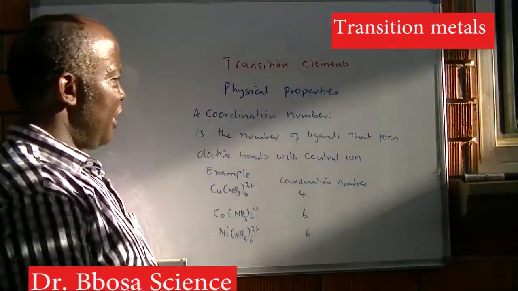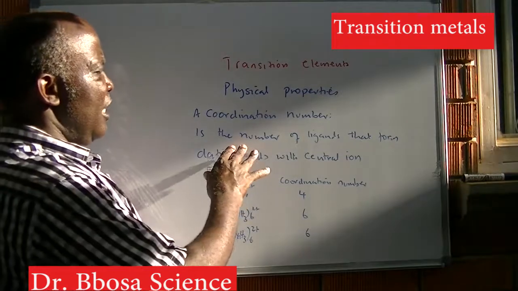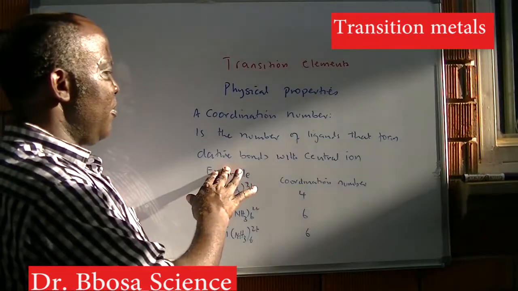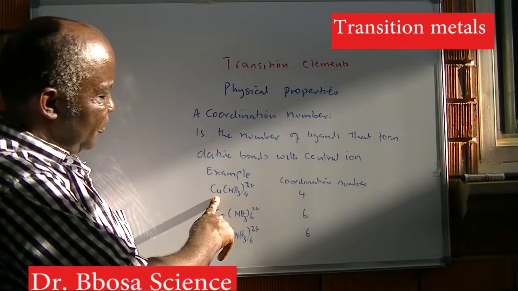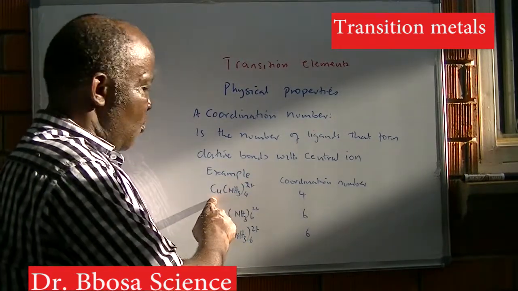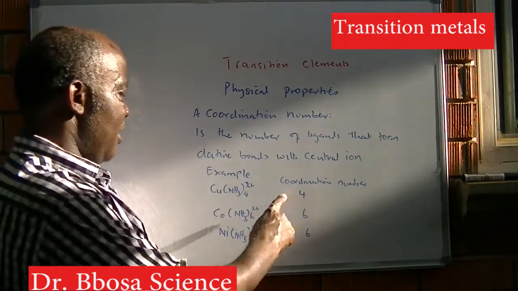A coordination number is the number of ligands that form dative bonds with the central ion. For example, in tetraamine copper 2 ions, the coordination number is 4.